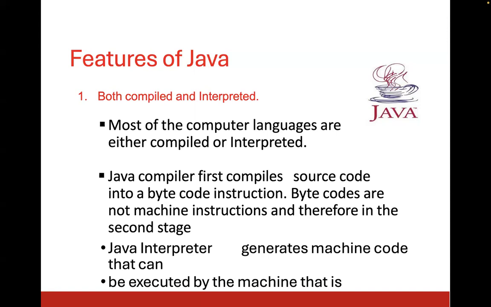Right? So the very first feature is both compile and interpretation. So now I hope you know what is interpretation and compilation. So as I told you, we all use English-like instructions to communicate with the computer. So if you want to develop a software, even to do that also you should use a programming language.